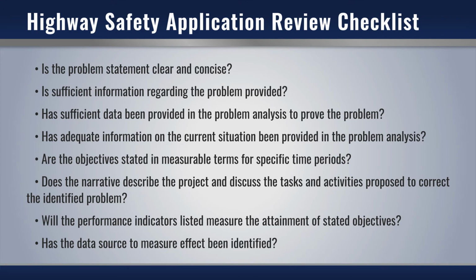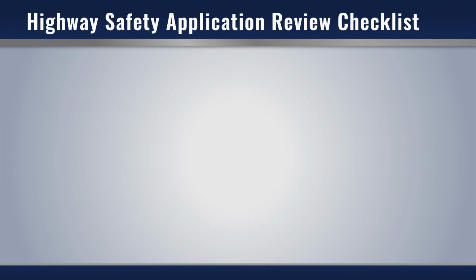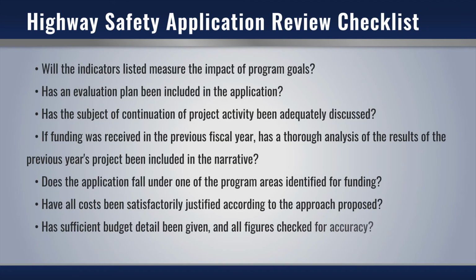Are the objectives stated in measurable terms for specific time periods? Does the narrative describe the project and discuss the tasks and activities proposed to correct the identified problem? Will the performance indicators listed measure the attainment of stated objectives? And finally, has the data source to measure effect been identified? Will the indicators listed measure the impact of program goals?